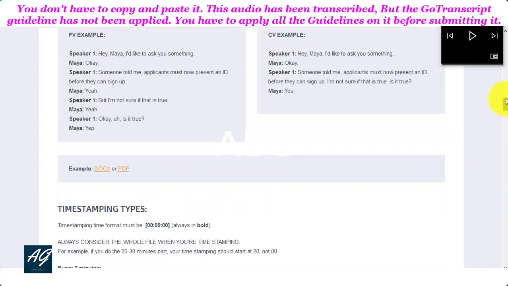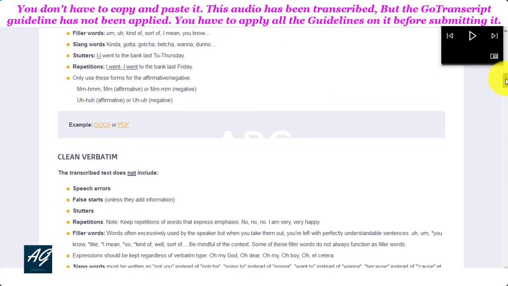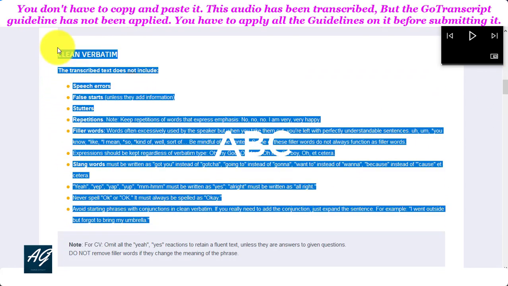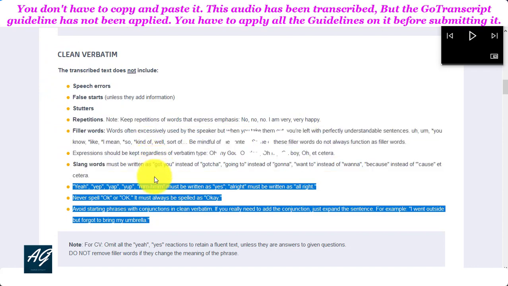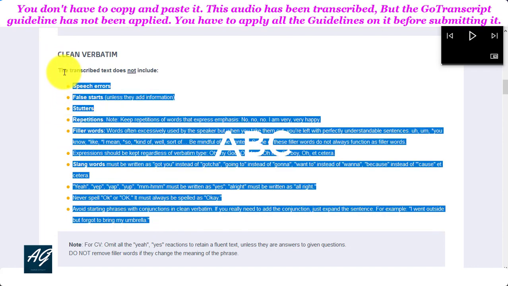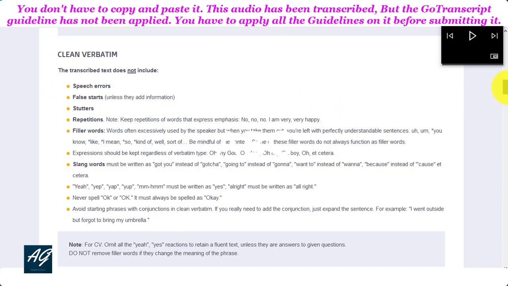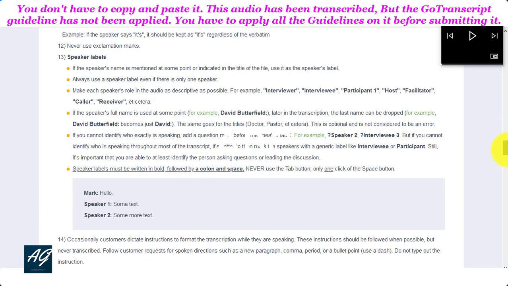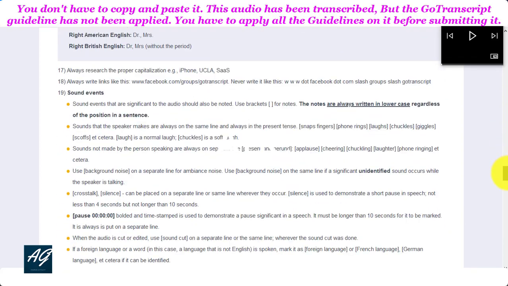You need to focus on this clean verbatim section. This clean verbatim section is very important. You need to apply all these clean verbatim section points in the audio test. So after reading these transcription guideline rules, you can easily pass the GoTranscript audio test.